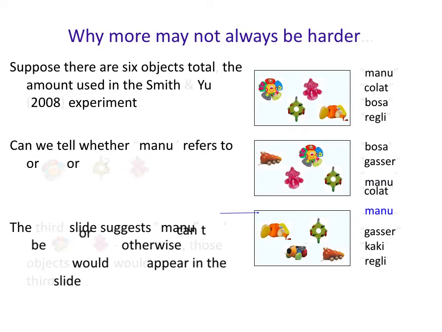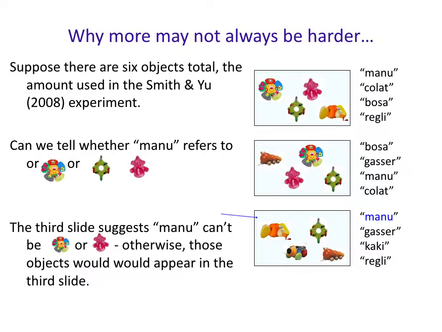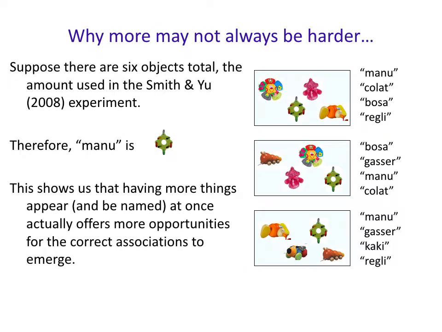Now we move to the third slide. This suggests that Manu can't be the other 2 from the first slide because those don't appear in that third slide, right? So across these situations, which have more pairing opportunities, we see that Manu, therefore, has to refer to that one object from the first slide. So having more things appear and be named at once actually offers more opportunities for the correct associations to emerge, which is very handy.